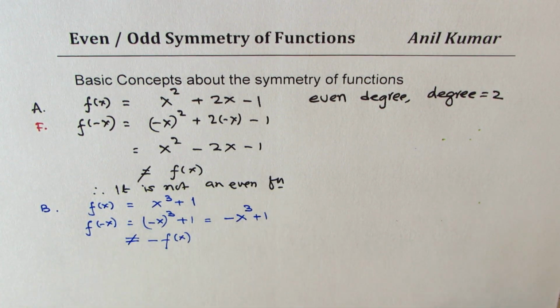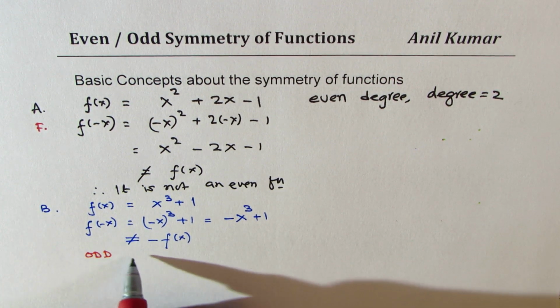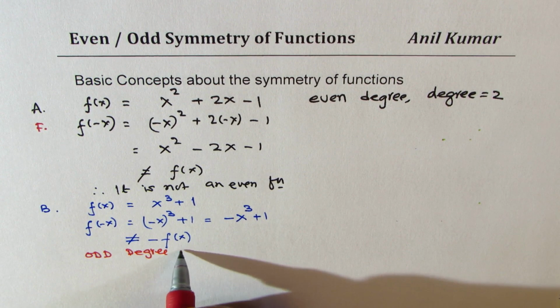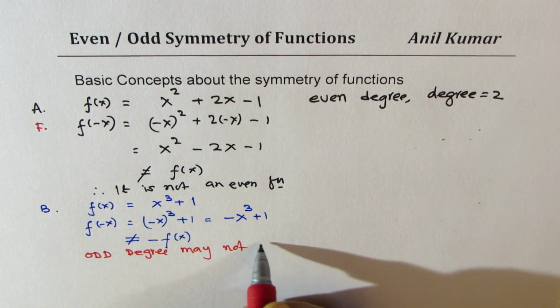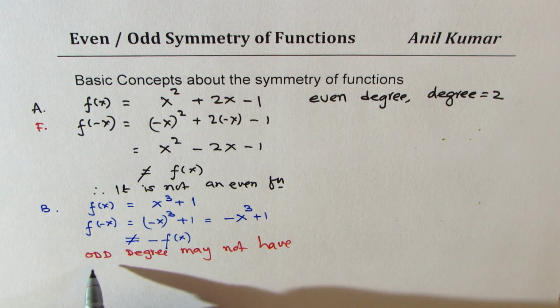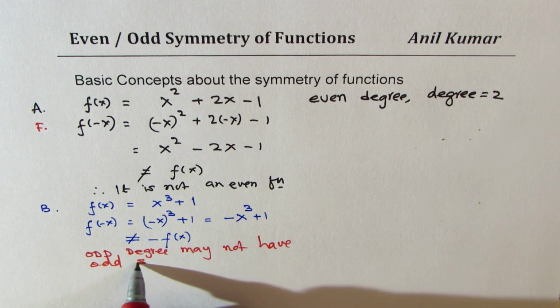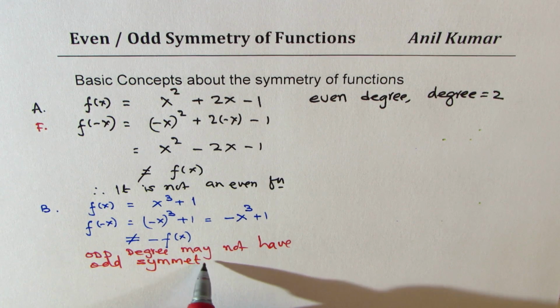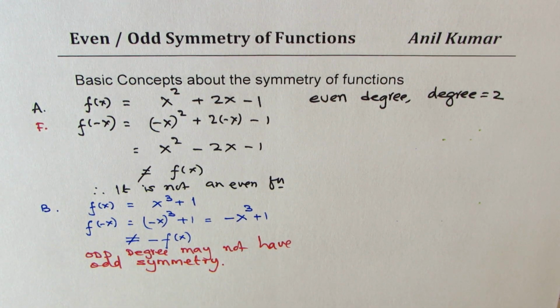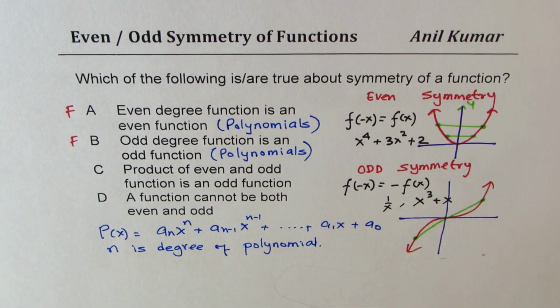And therefore, we know that odd degree functions may not have odd symmetry. Correct? So we have shown that an even degree function may not have even symmetry. Similarly, we have shown that an odd degree function may not have odd symmetry, right? So I think I have proved A and B.